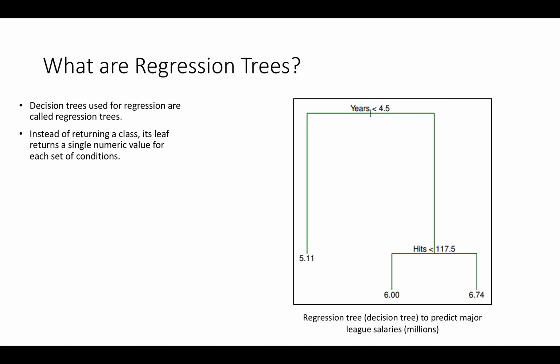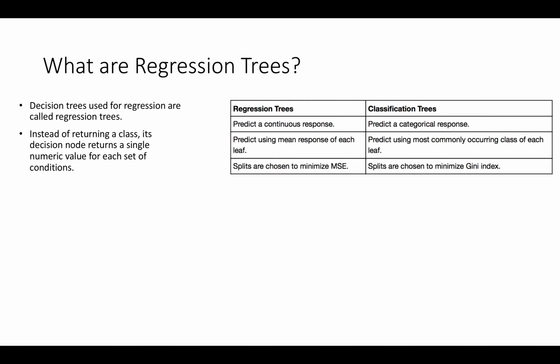Decision trees can also be used for regression. Decision trees used for regression are called regression trees. Instead of returning a class, their leaf nodes return a single numeric value. Regression trees are in a lot of ways similar to classification trees. Some of the main differences are that they predict a continuous response, they predict using a mean response of each leaf, and splits are chosen to minimize mean squared error, typically.